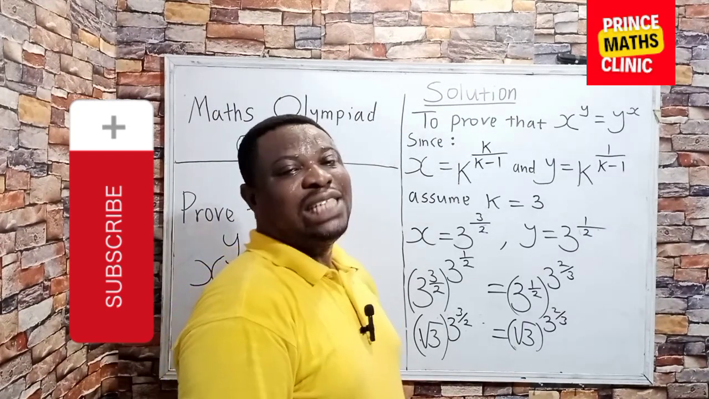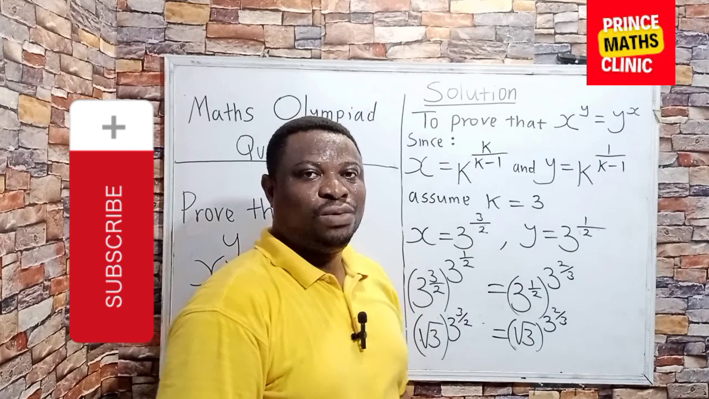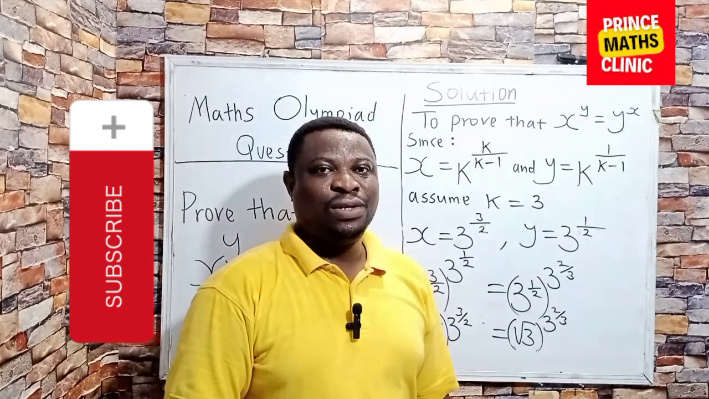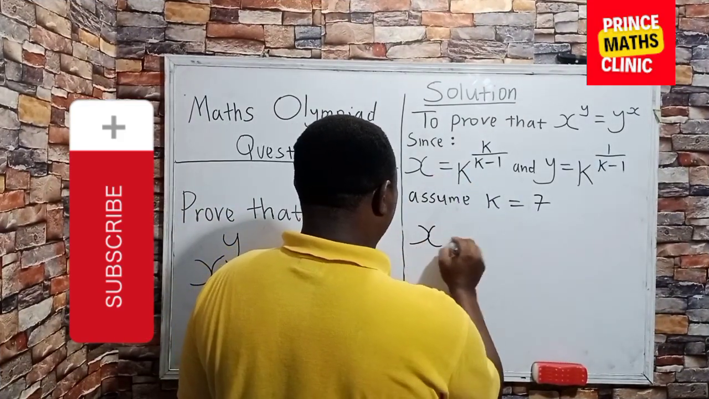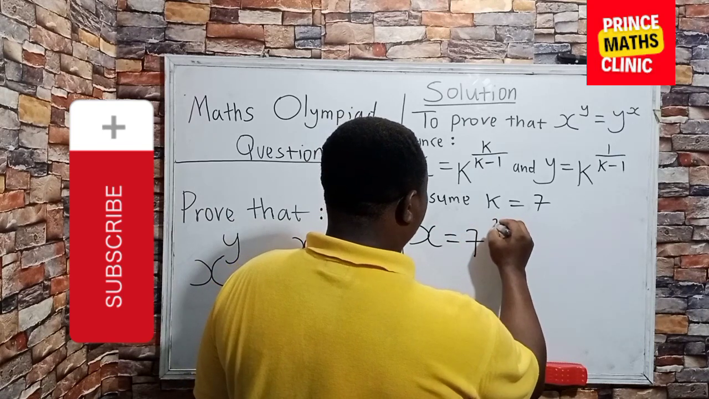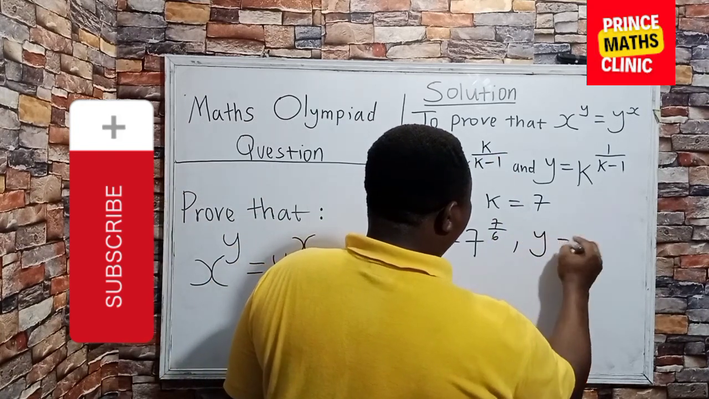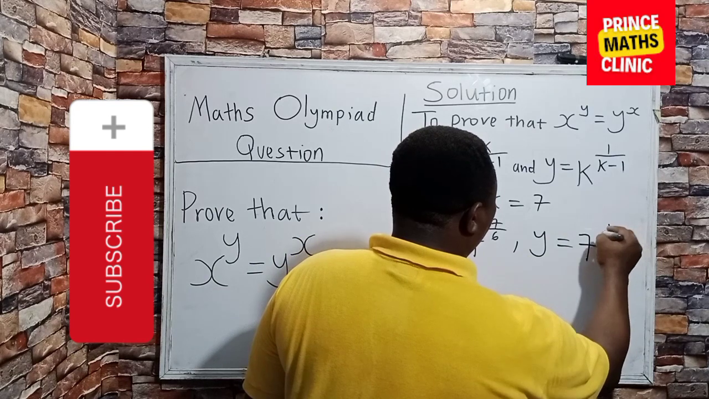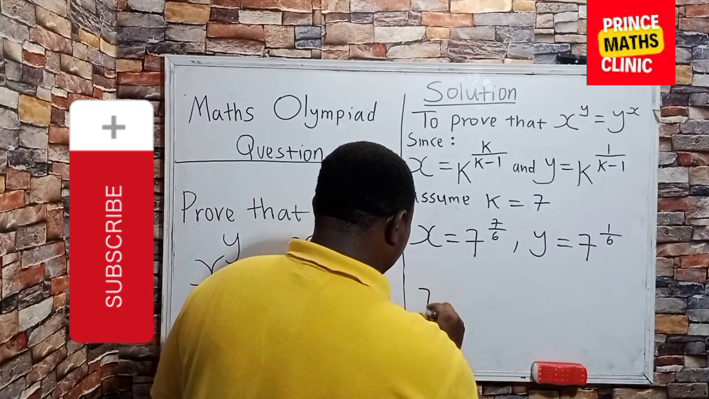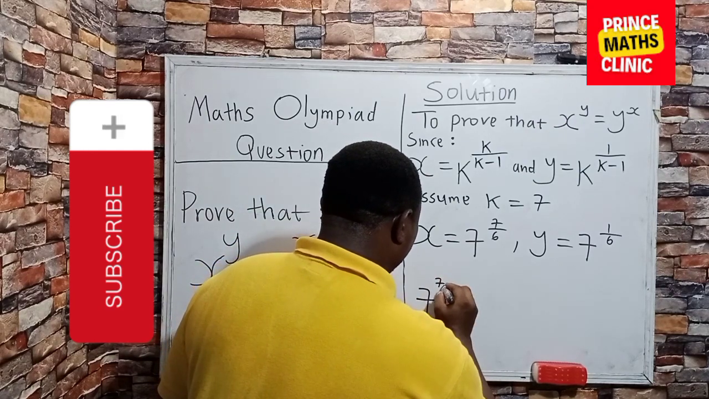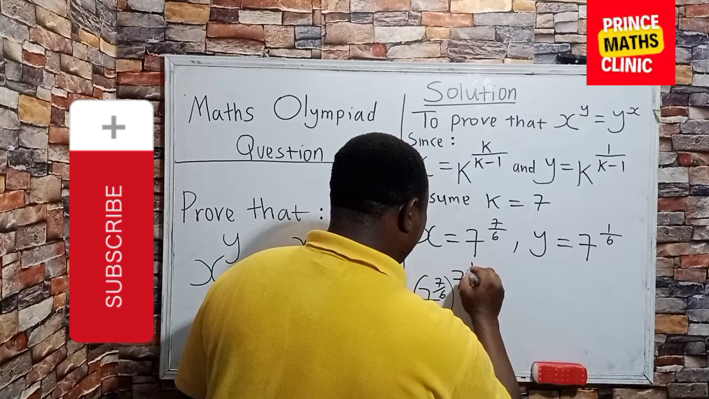Let us pick the last value to see if this is true. I can hear somebody saying 7. Let's try 7. Now, if k equals 7, our x will become 7 to the power of 7 over 6, that is 7 minus 1 gives us 6. And our y will become 7 to the power of 1 over 6. So let's go again. x to the power of y becomes 7 to the power of 7 over 6 to the power of y, which is 7 to the power of 1 over 6.